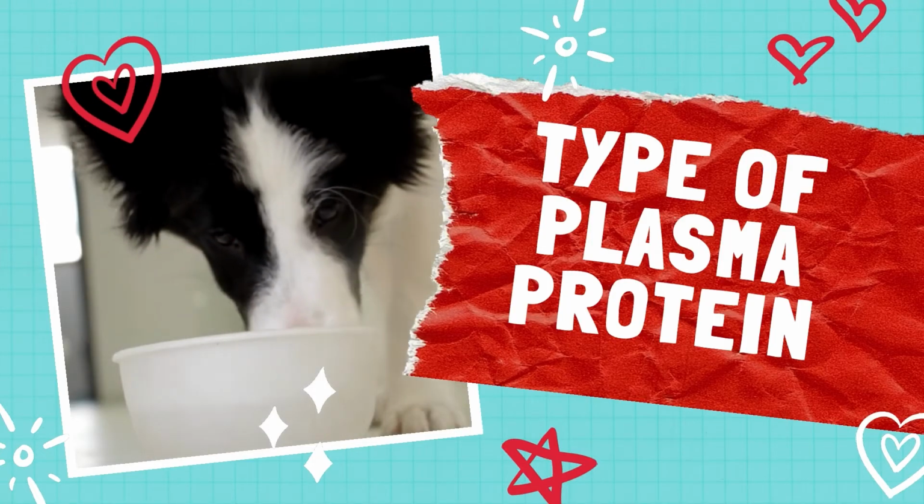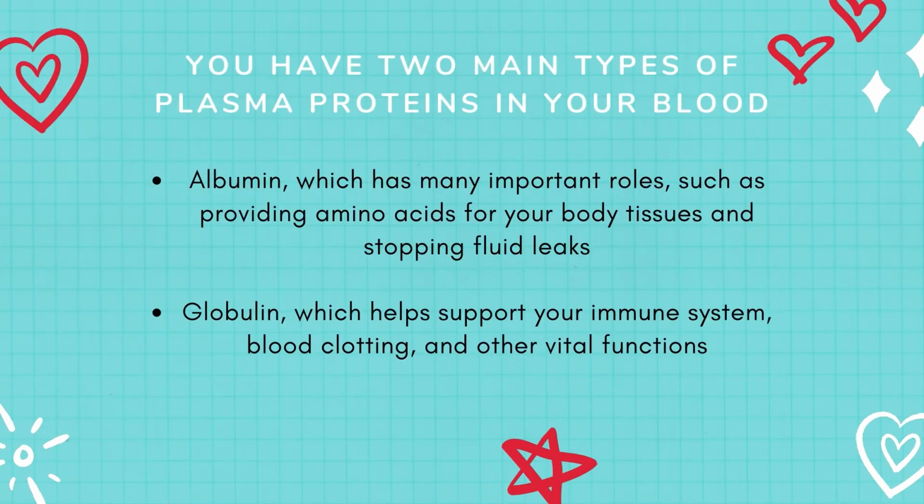Here are the types of plasma protein. There are two types of plasma protein, which are albumin and globulin. They have different functions. Albumin plays an important role such as providing amino acids for your body and stopping fluid leaks. As for globulin, it helps support your immune system, blood clotting, and other vital functions.